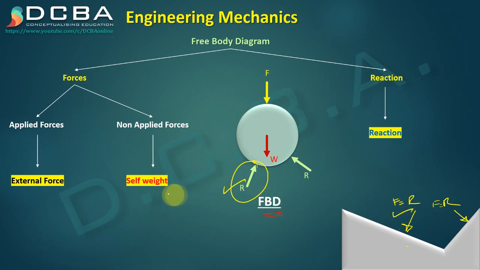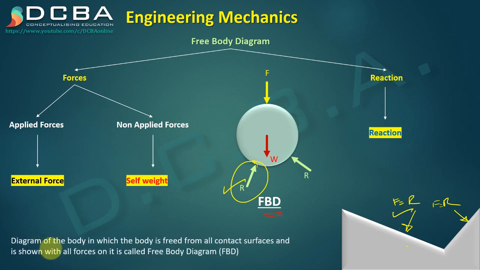Okay, so in simple terms, when we isolate certain objects separately and try to show all the forces and all the reactions on that particular object, we call that a free body diagram. So a diagram of the body in which the body is freed from all contact surfaces and is shown with all forces on it is called a free body diagram. This is the definition of FBD. Henceforth we will be calling it FBD, that is the short form.